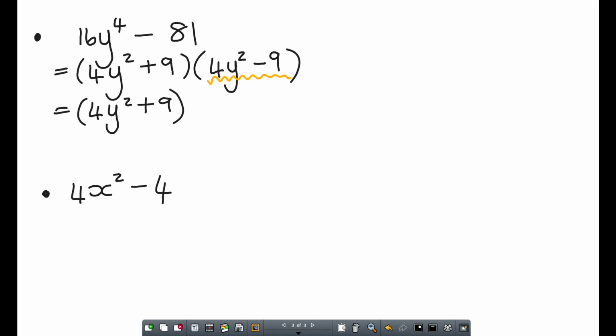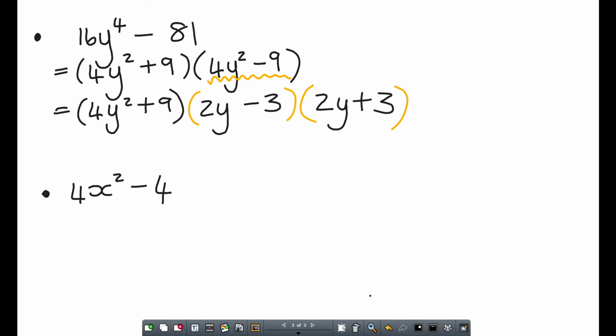Now the second bracket, the second bracket is going to have what in it? 2y minus 3, and the other one 2y plus 2. There we go. Well done.